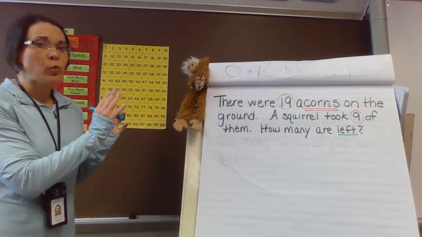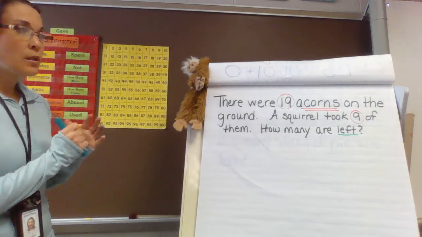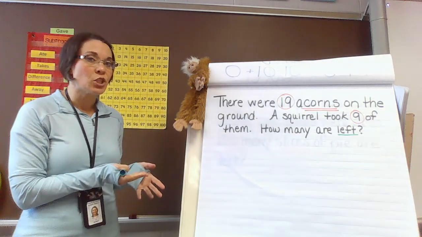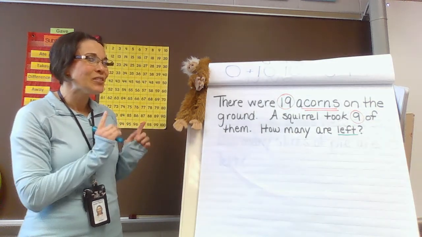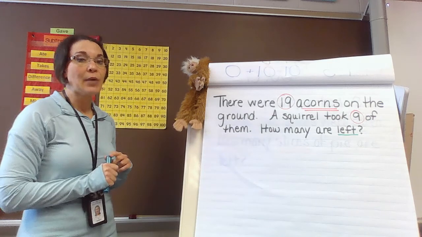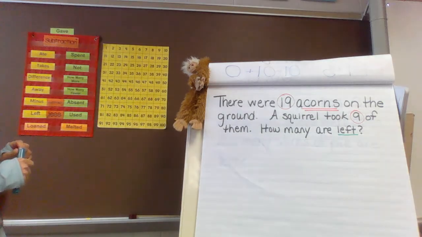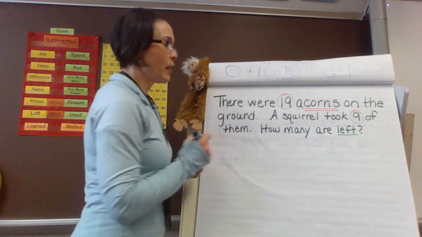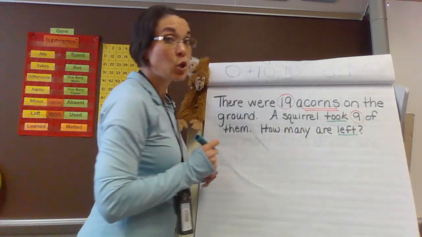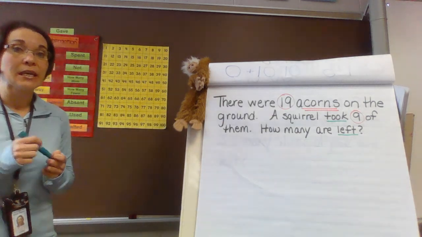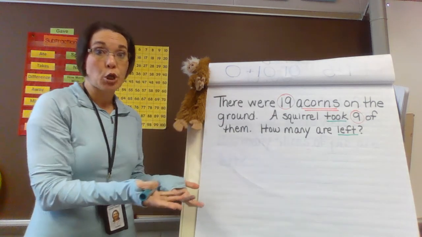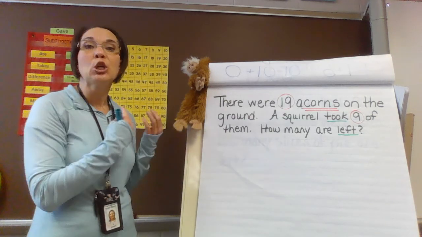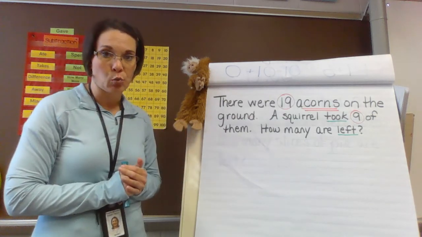Now, thinking about when we were reading it 2 times, I also found another clue word that wasn't in the question, but it was in the second sentence. I wonder if you think you know what that is. I wonder if you're thinking took, because obviously the squirrel took them. He's not returning them in any way. So took and left, they're 2 really good subtraction clue words.